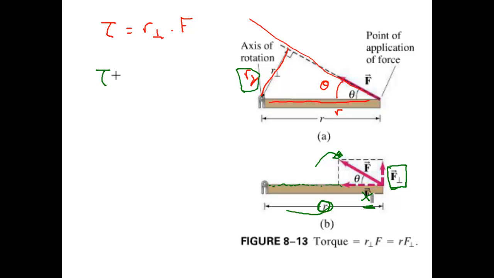So rather than writing torque is equal to r perpendicular multiplied by the force, you can also write it to be the distance at which the force is applied multiplied by only the perpendicular component of the force. Either one of these two methods is fine. Use whichever one makes the most sense to you personally.